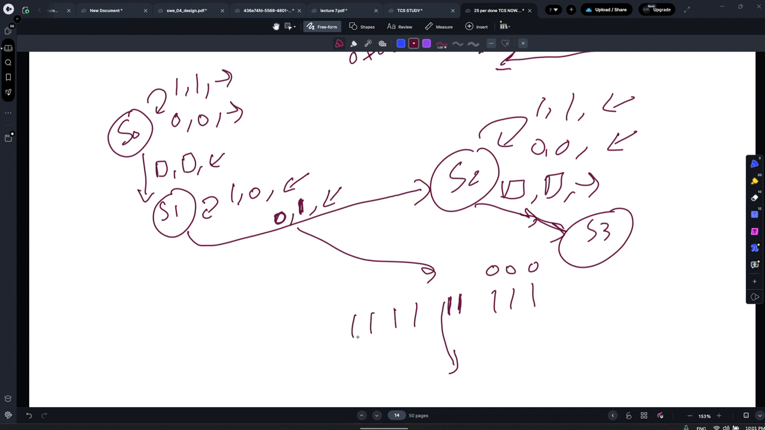After that, if there are a bunch of ones, it doesn't matter, they remain unchanged. And then we proceed to our final state, S3, while keeping everything else unchanged and moving our head back to the first digit, whatever the first digit is, ignoring everything, the blank, and one step right.